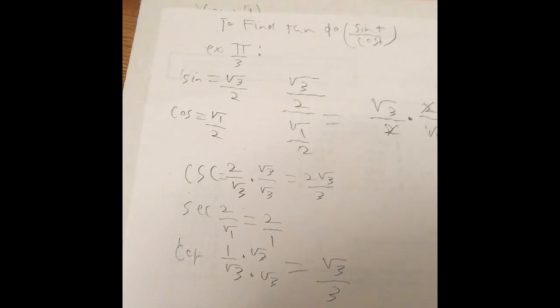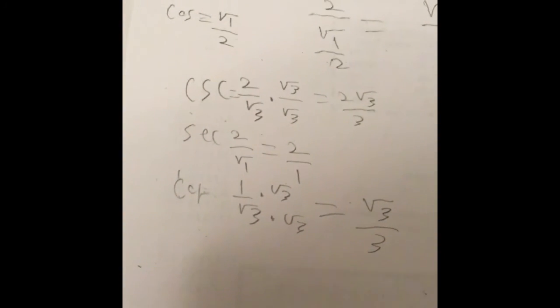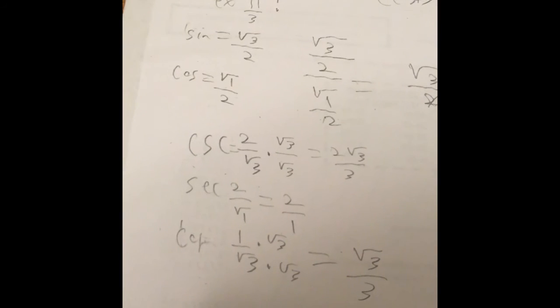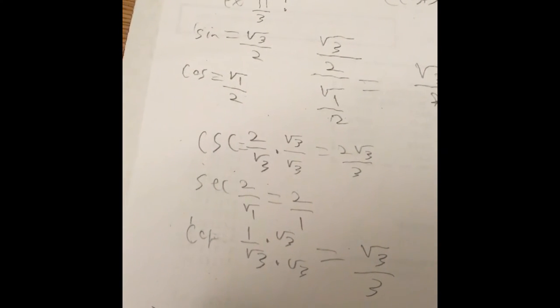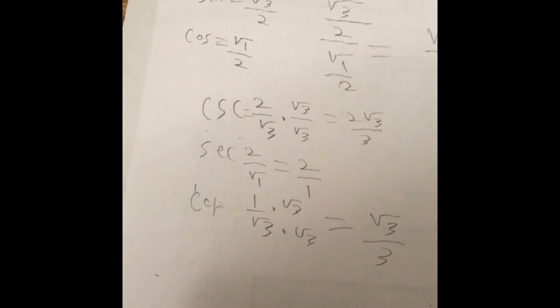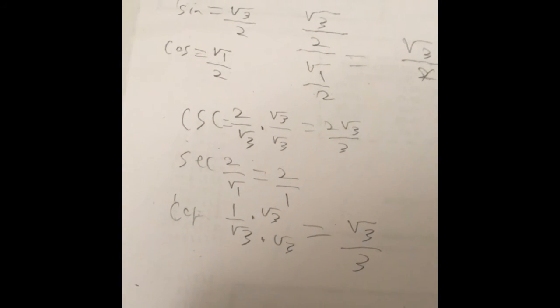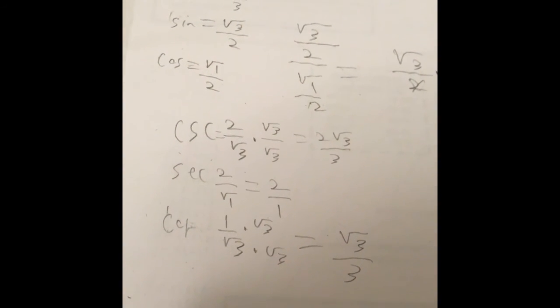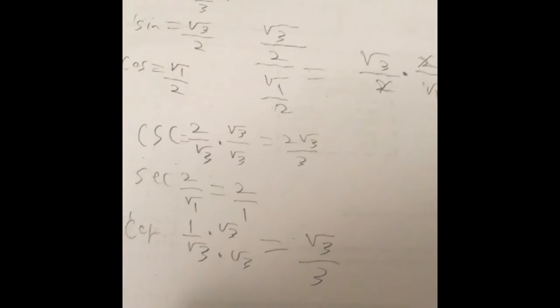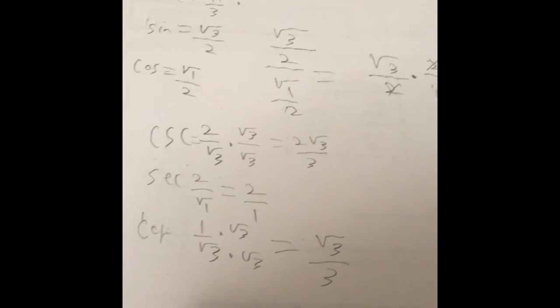So, in order to find cosecant, you must flip sine. So since sine is square root of 3 over 2, cosecant is 2 over square root of 3, but you cannot leave it as that. So you multiply both numerator and denominator by the square root of 3 and end up with 2 square root of 3 over 3.